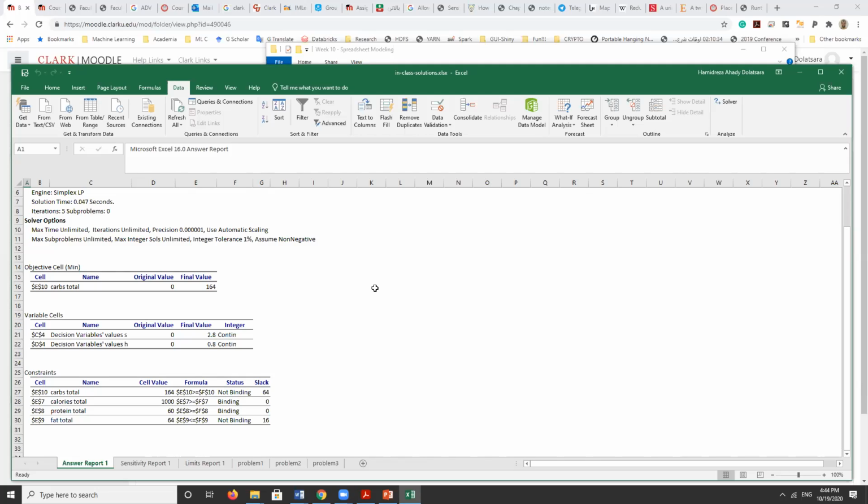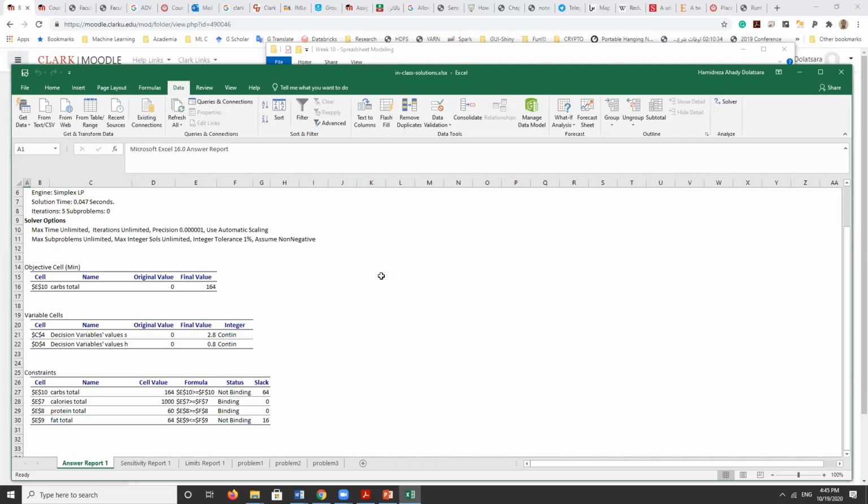So next time we talk about integer programming, but right now it's at 2.8 sandwich and 0.8 hash browns. That's okay. We would have a discussion about how to make decisions with integer programming.